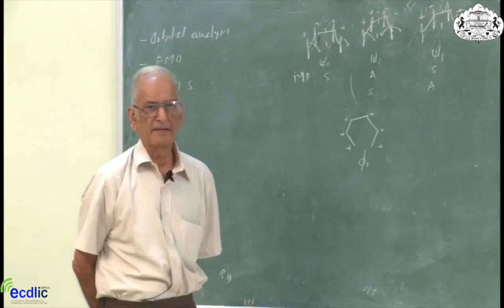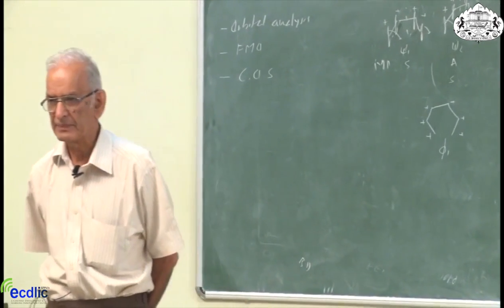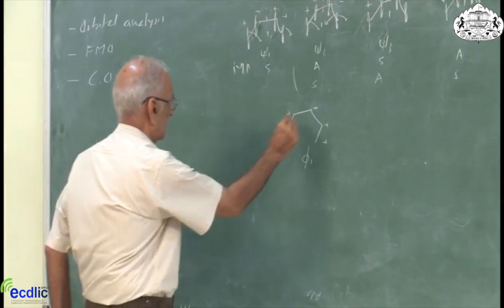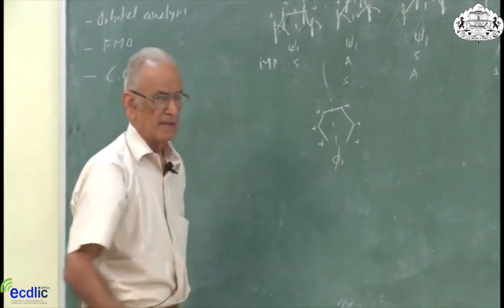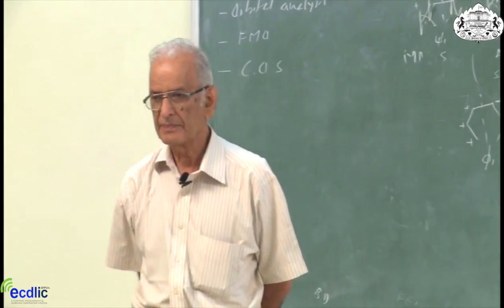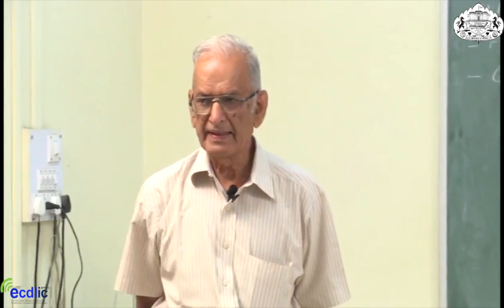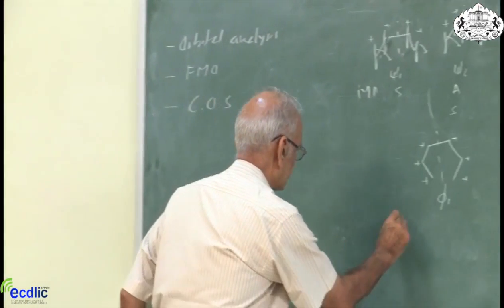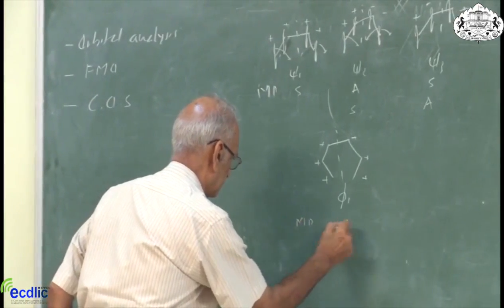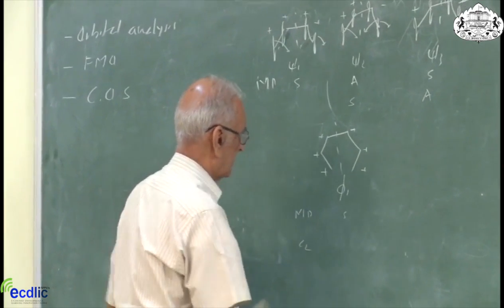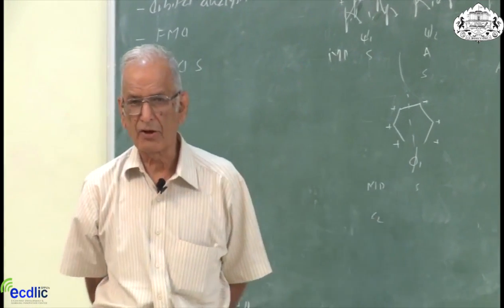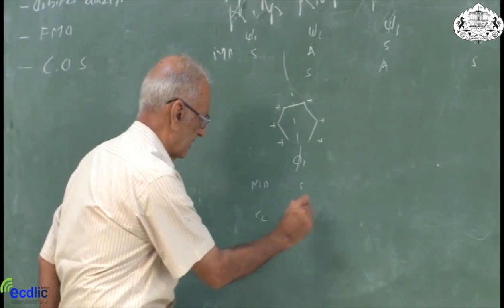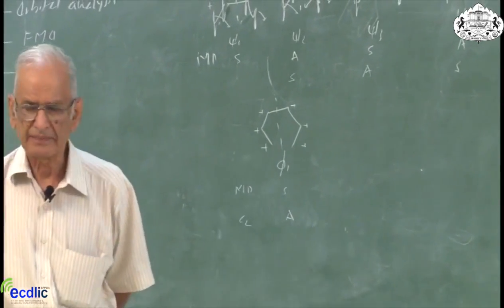That is your phi 1 orbital. What do I see? Mirror plane, it is going to be symmetry. C2 axis, first and last are not opposite, therefore, C2 axis is going to be anti-symmetry.